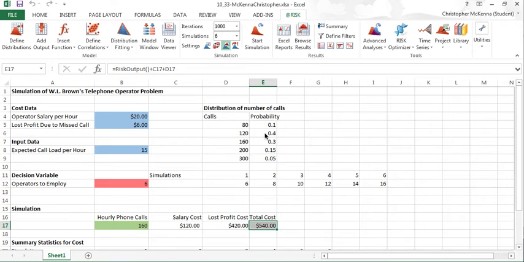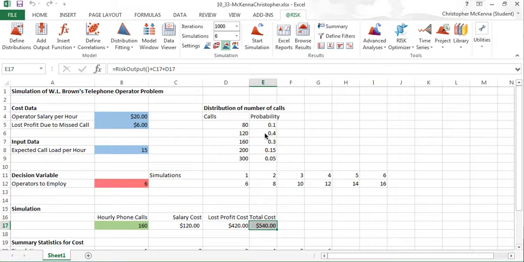For this week, I've decided to do number 33 from Chapter 10. And this problem is revolving around W.L. Brown, a direct marketer of women's clothing, and minimizing operations costs for the operator call center.